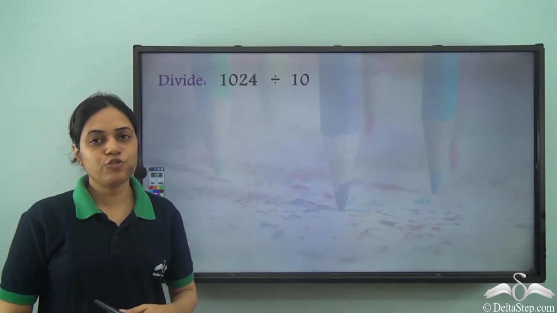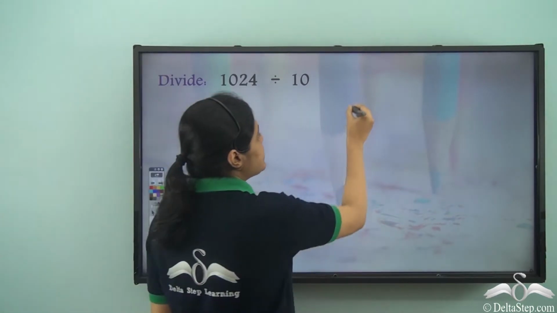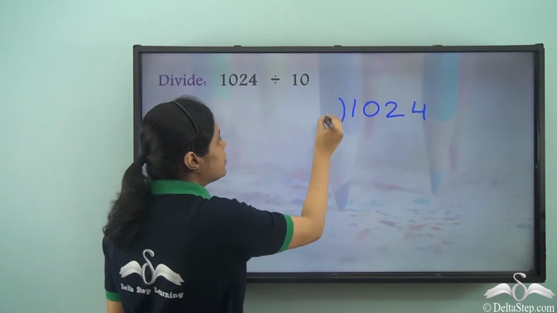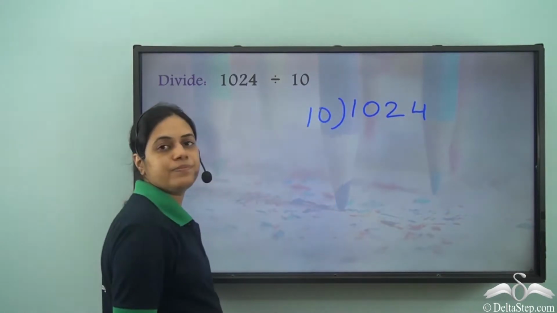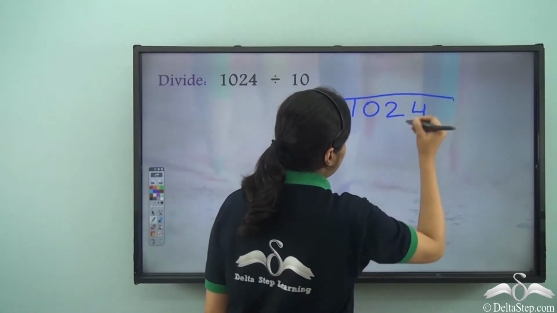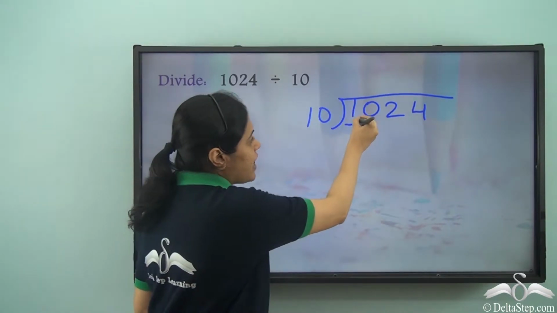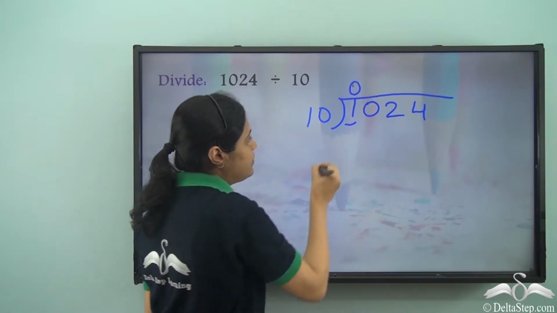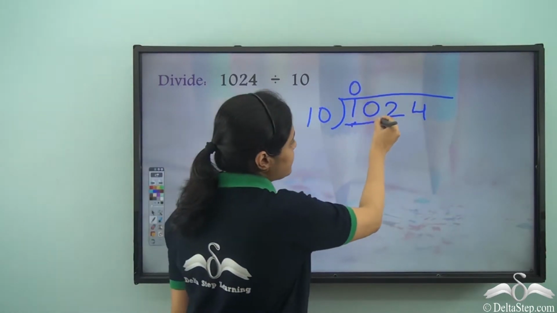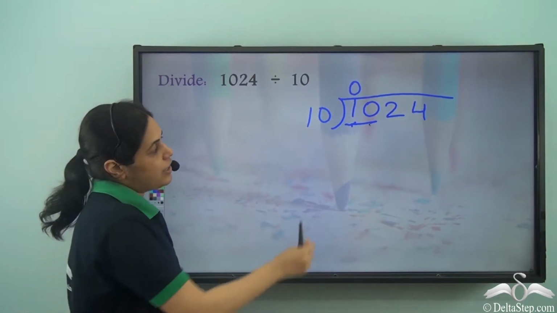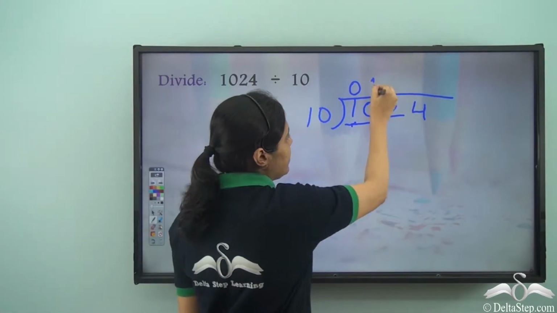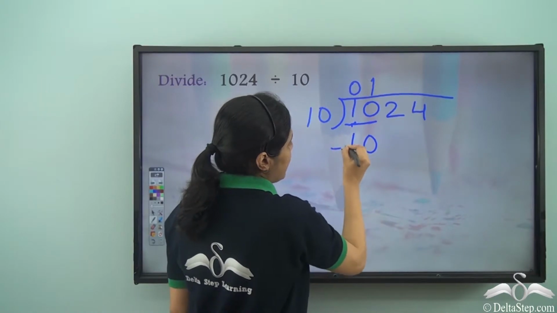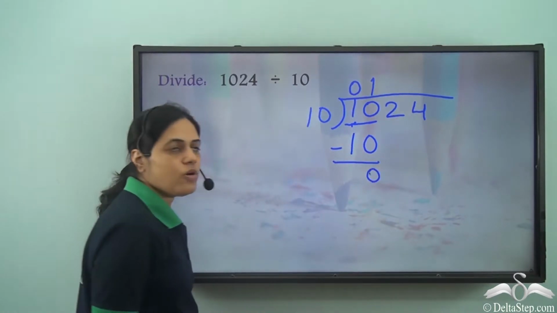Now what is 1024 divided by 10? Let us divide and check. So I have 1024 divided by 10. Now if I take 1, 1 is less than 10. So it is not divisible. Now I take the 0, 10. Now 10 goes into 10 one time. So 10 into 1 is 10. I subtract it to get 0.